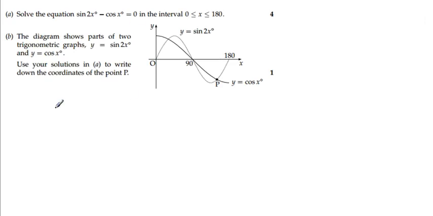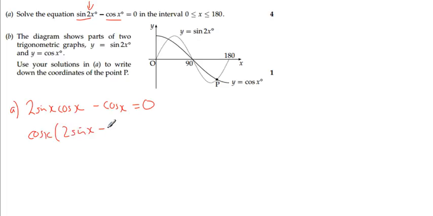Okay, again, part A, solving an equation. We've got one trig function and then we've got another. There's a double angle involved. So sine 2x has to get swapped in for 2 sine x cos x, and then you're factorizing to solve your equation. Okay, the common factor here is cos x. So either cos x equals 0, or 2 sine x minus 1 is equal to 0.